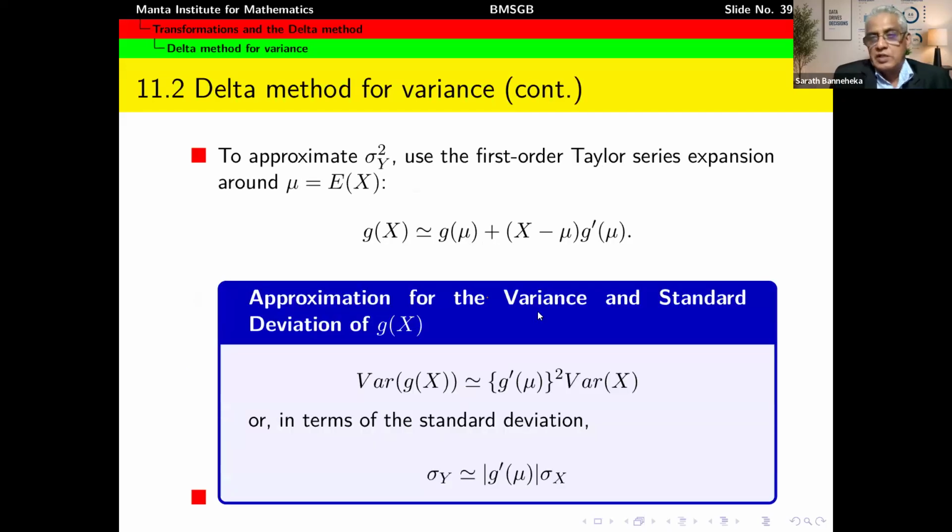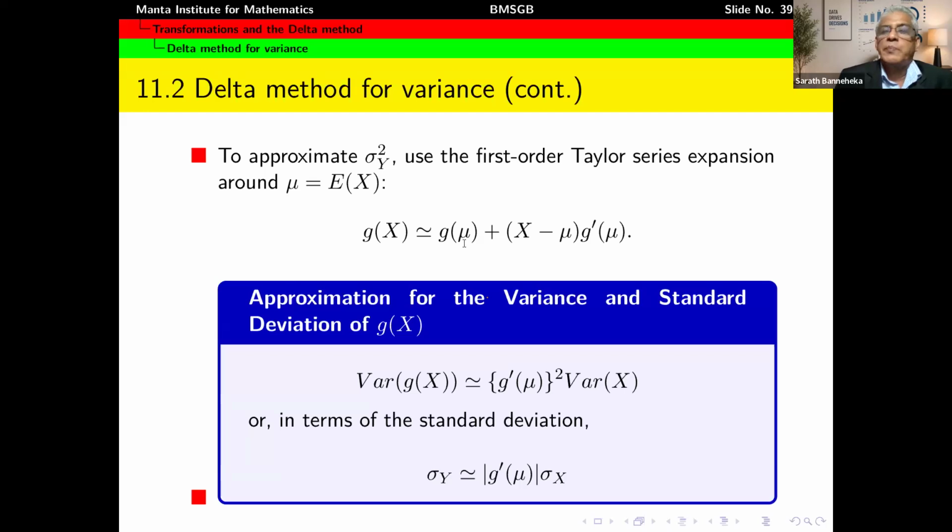So to approximate the variance of y, or the variance of g(x), we first consider the Taylor expansion of g(x) around the mean of x. Suppose the expected value of x is mu. We are going to consider only up to the first order term, and neglect all the terms after that, the second order and third order terms.